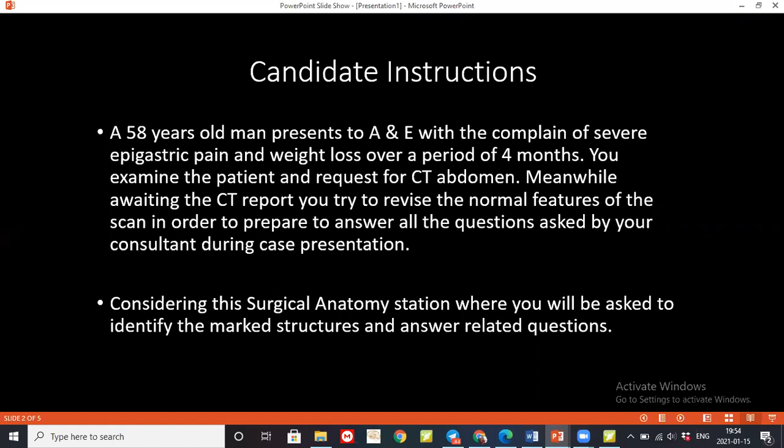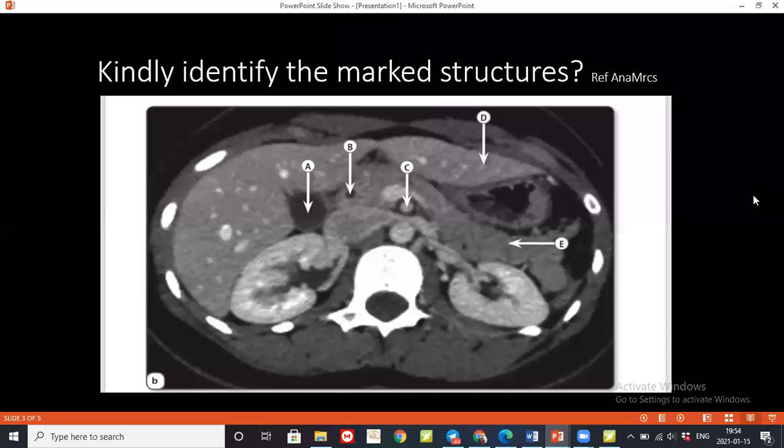Right. So if you have read and understood, kindly identify the following. Which imaging is this? This is most likely the CT scan, abdomen. Yes, actual CT scan. Can you please help me identify structures A to E? What is A, please?